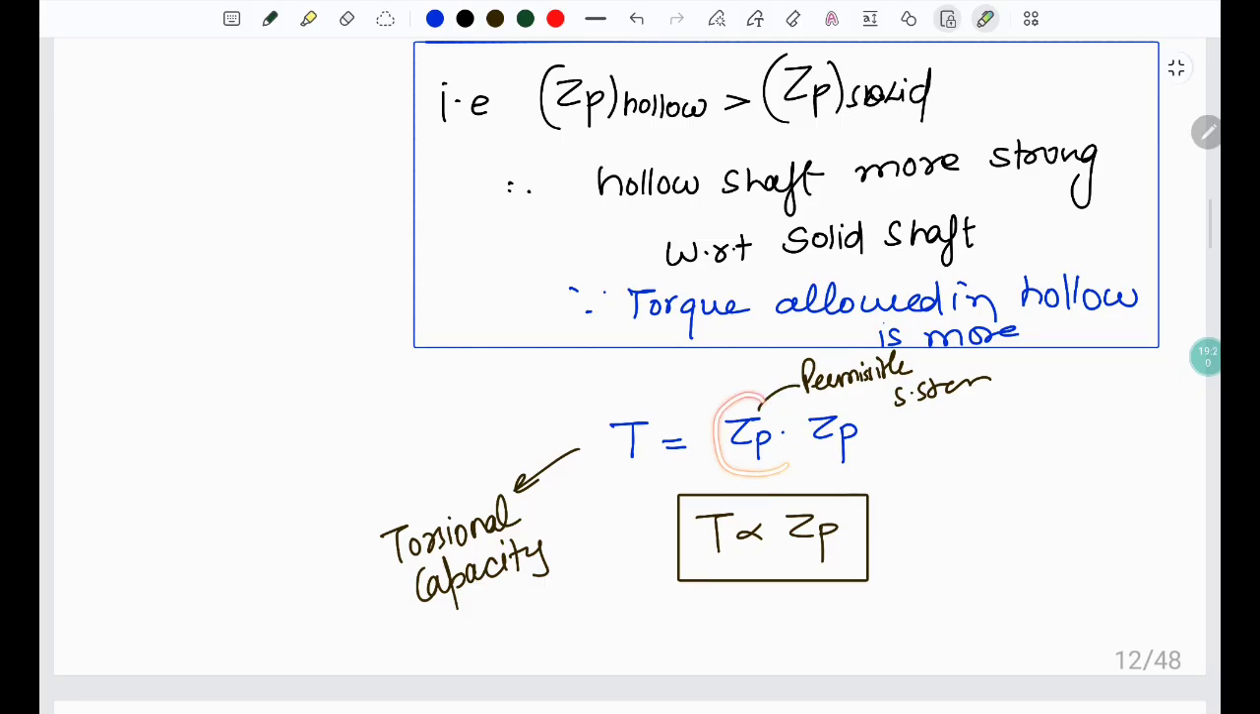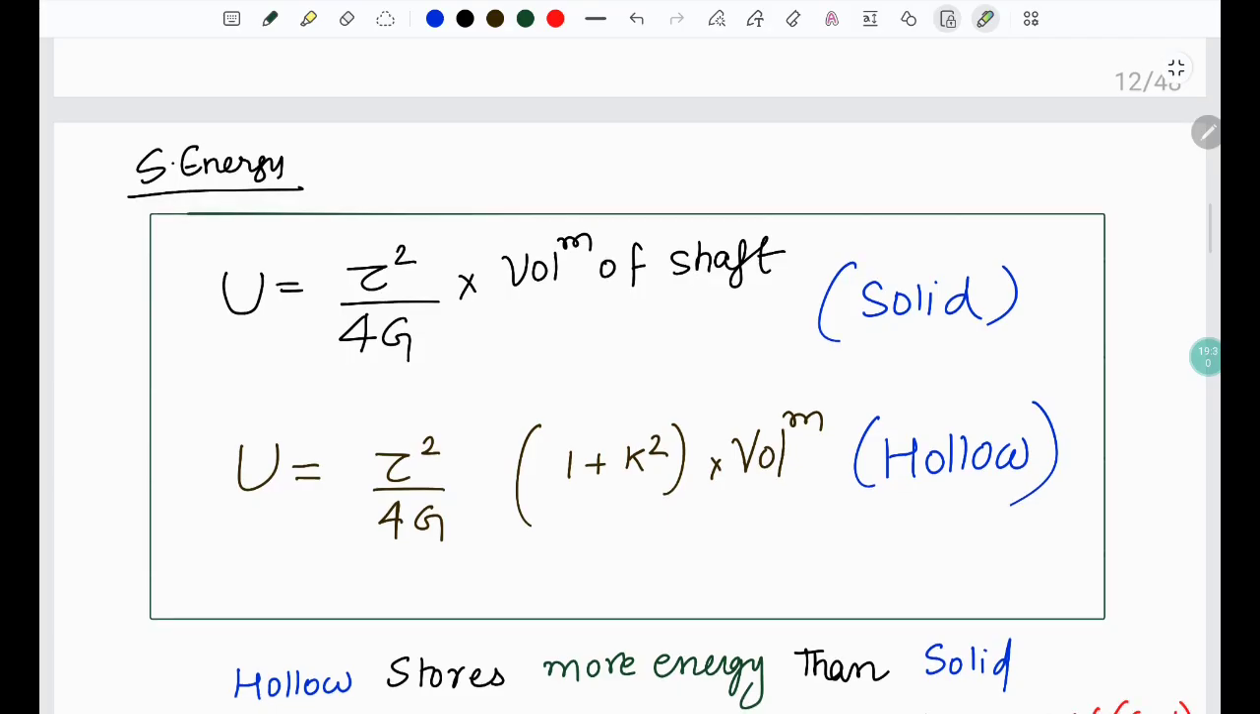As one can say, for a fixed permissible shear stress, torque is directly proportional to the polar section modulus, which in case of hollow is more, hence torsional capacity in hollow is more. Here is the strain energy comparison between the two. It is tau square by 4G, where G is the rigidity modulus, times the volume of the shaft for a solid, and for the hollow it is tau square by 4G, 1 plus k square times volume.